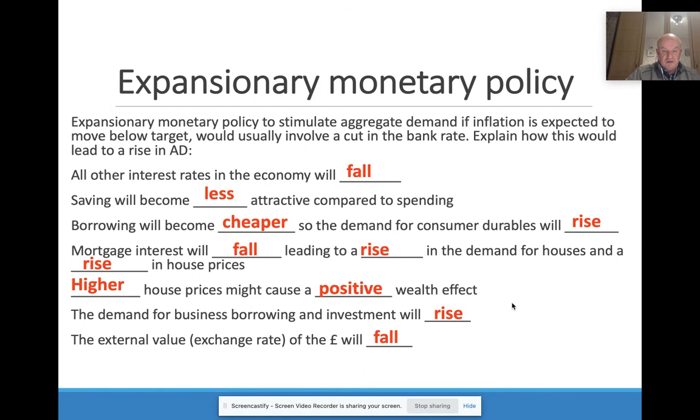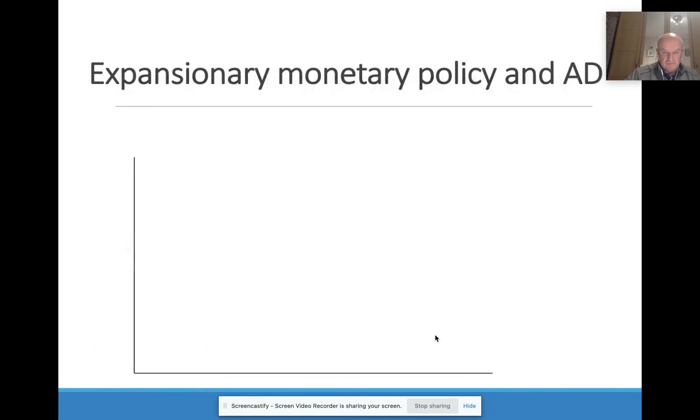The reason being that if we have a cut in the interest rate, we're going to have fewer people willing to put their spare money into savings in the UK. And the level of exports in this scenario would rise, where effectively that cut in the interest rate would mean that our costs of production would be significantly less.